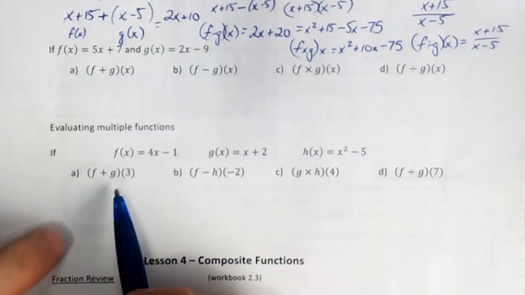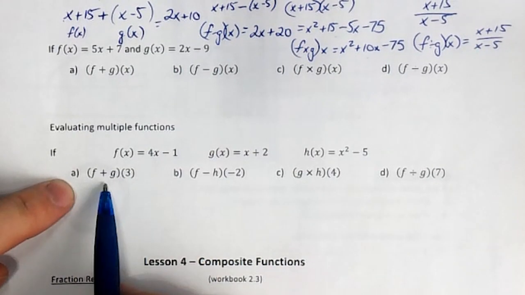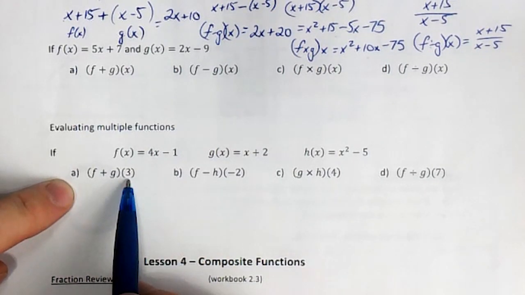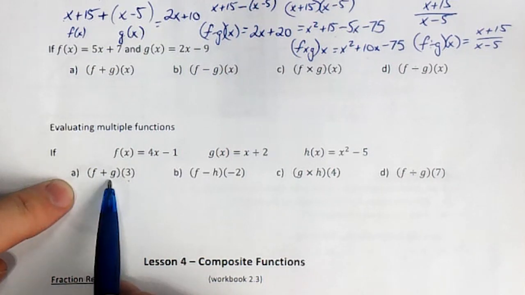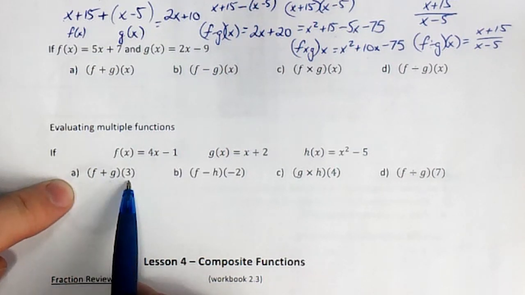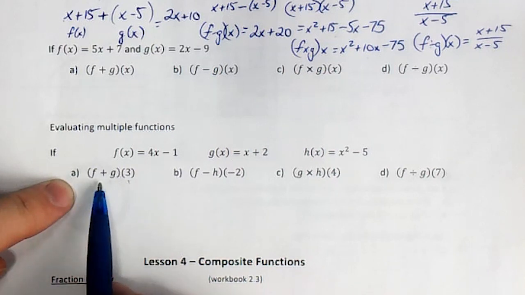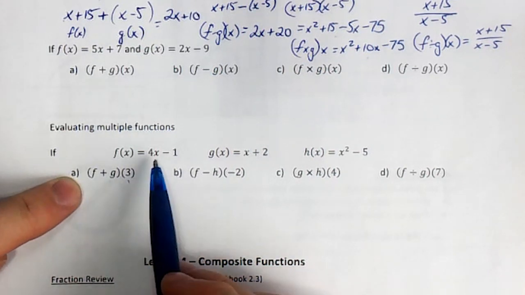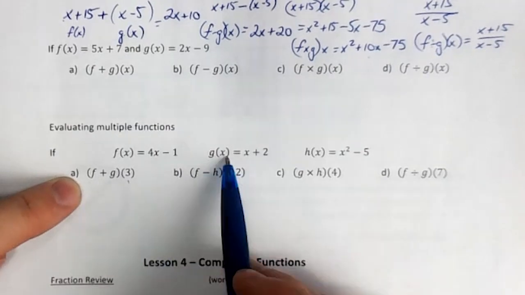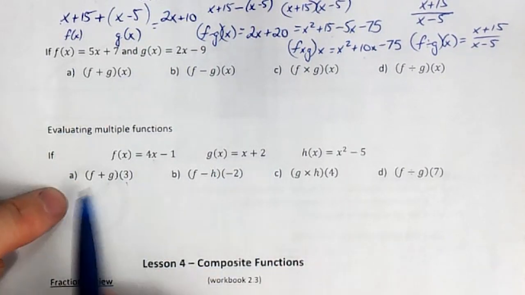This time, we have a slightly different one. We're going to add it again. That's the first one. But now we have a number. So our two options are, we can add the two functions together first, then put a 3 into the x. The other option is we can put 3 into the f function and the g function, find the answers, and then add them together.